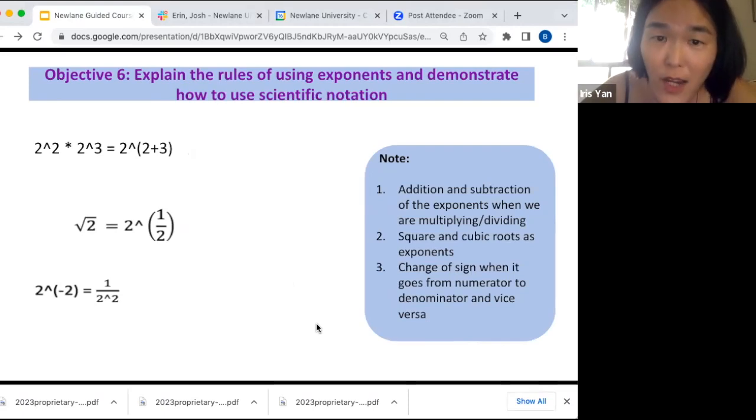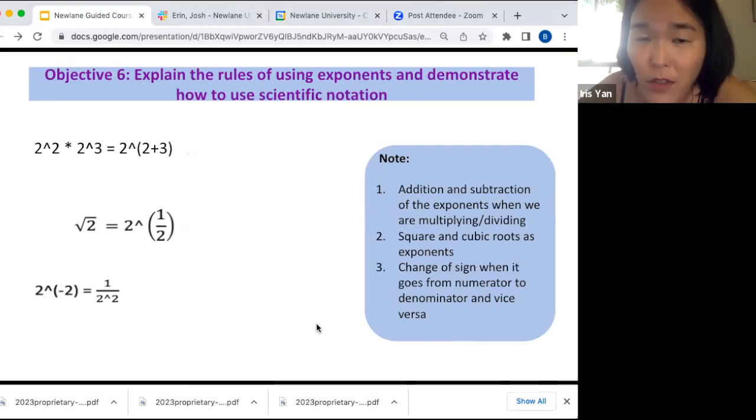The next objective I wanted to talk about was exponents and how they are related to scientific notation, because scientific notation is actually used outside of mathematics. Biologists, physicists, and scientists tend to use that. So I think it's useful.